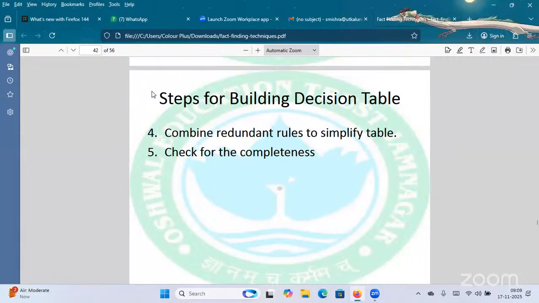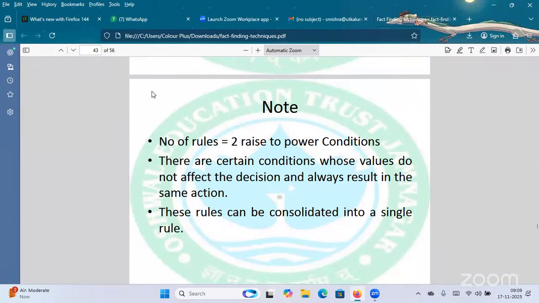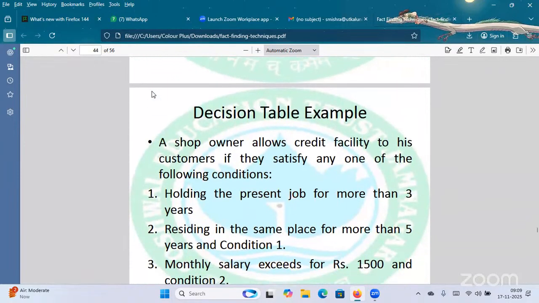Steps for building the decision table. Combine the redundant rules to simplify the table. Check for the completeness. The number of rules is 2 raised to the power of conditions, and there are certain conditions which have values. Now the decision table example.